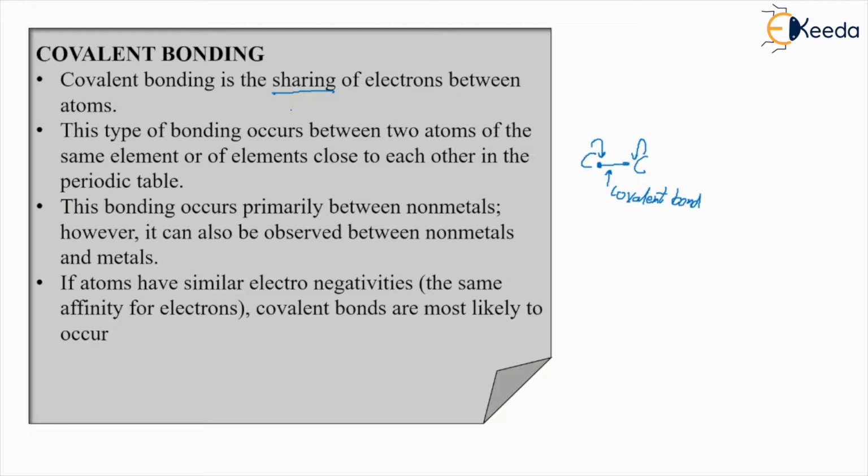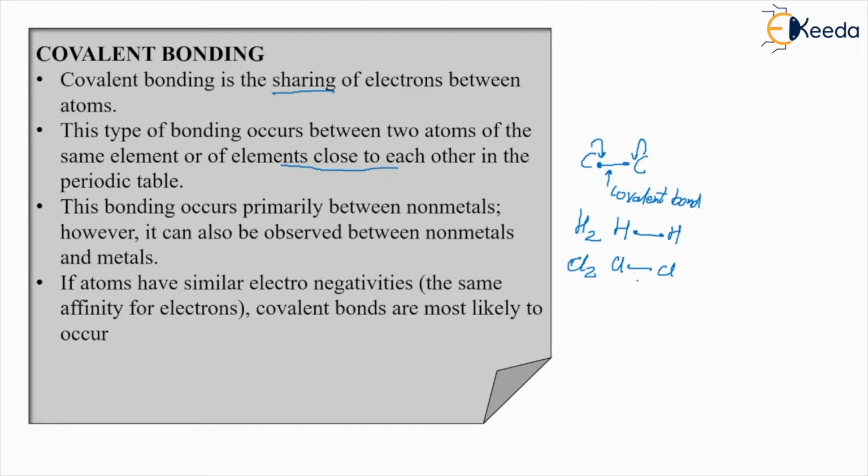This type of bonding occurs between two atoms of the same element or elements which are close to each other. So if you have H2, one H, one electron, another H, another electron, and both the electrons share. If you have Cl2, one Cl, one electron, another Cl, another electron, share. So either it is the same element or elements which are close to each other in terms of their electronegativities, to make sure that these elements share a particular electron and the bond between them is formed properly.